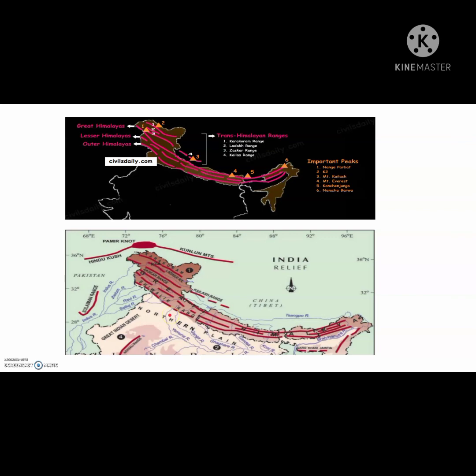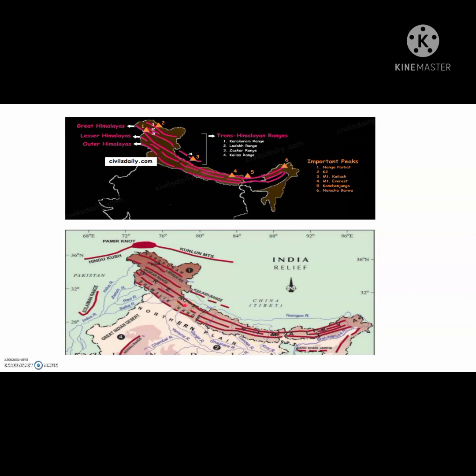The first one is Himadri, also called Greater Himalayas. The Himadri is also known as Greater Himalayas. The average elevation is 6,100 meters. All the peak elevations are measured from the sea level.